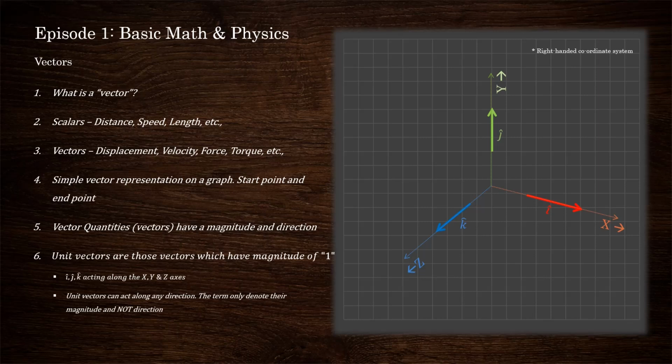But unit vectors can act along any direction. If there's a vector between i and j and on the xy plane, that can have both i and j quantities, but there can be a unit vector acting along that direction as well. So we will get to more of those, but note that a unit vector is a term that denotes its magnitude only and not the direction. We will get to the direction cosines of it later soon, but for now, it's something that we need to know.